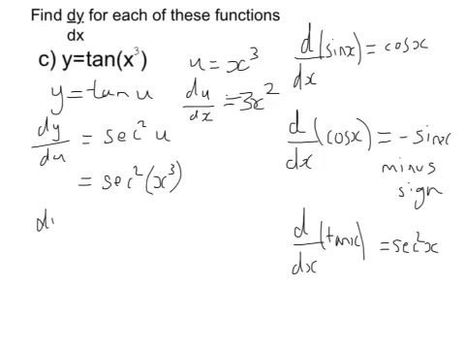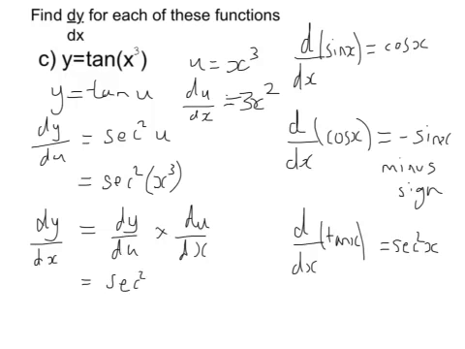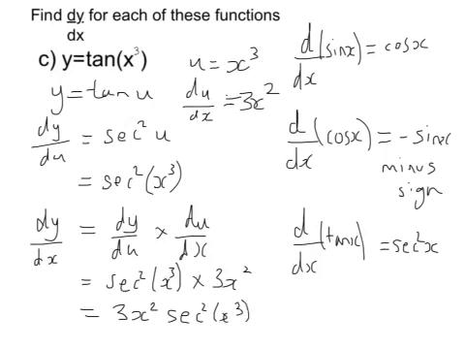And now we know dy by dx is going to be multiplying dy by du by du by dx. So I'm going to get sec squared of x cubed multiplied by 3x squared, which is 3x squared sec squared of x cubed. That's that.